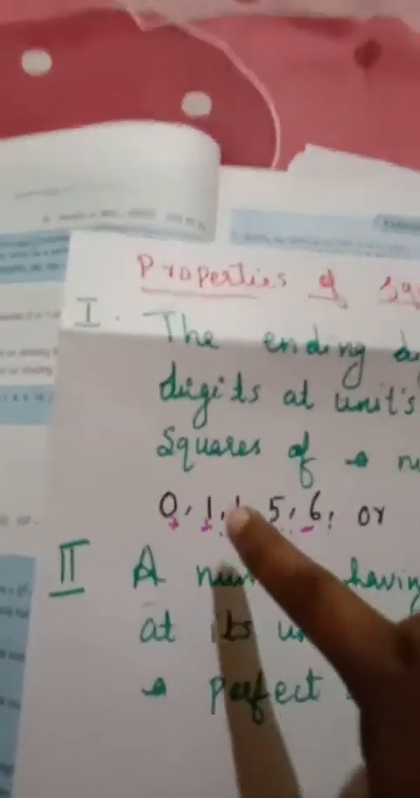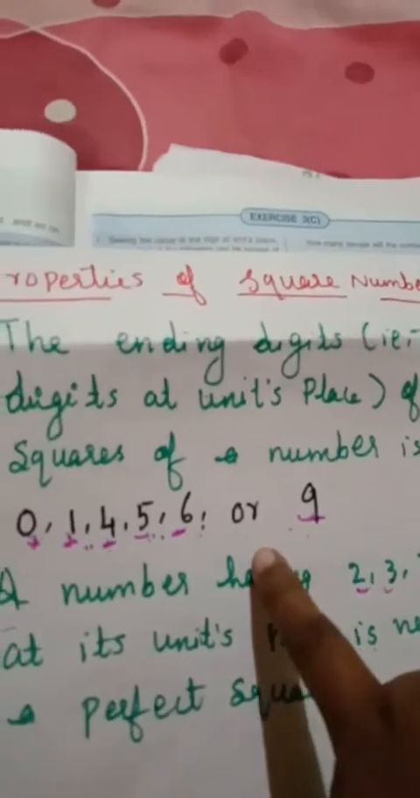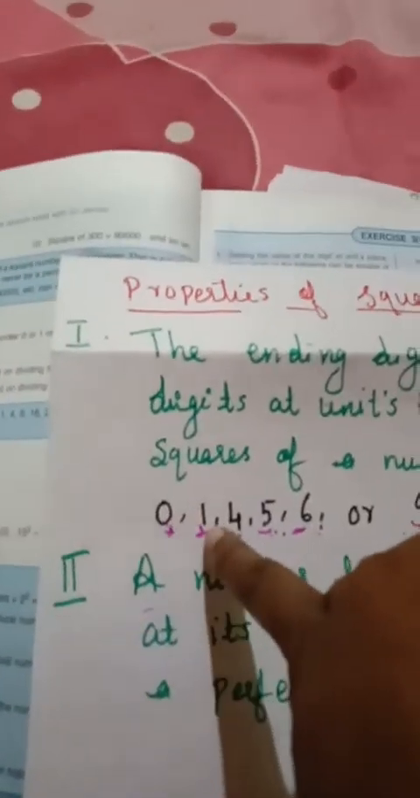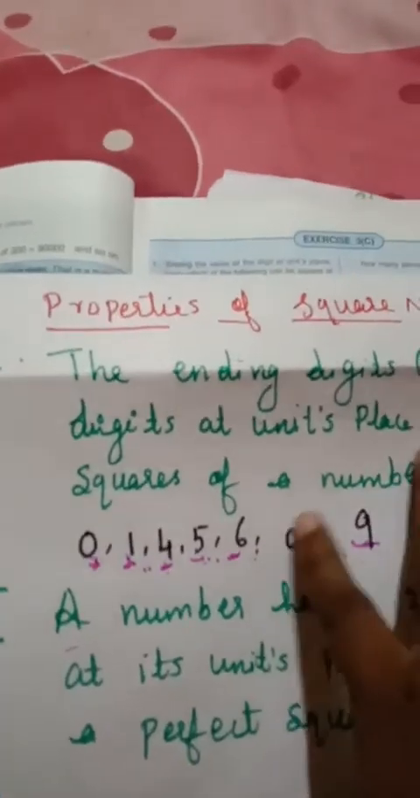Now take exercise 3C. Question number 1. Seeing the value of the digit at unit place, state which of the following can be a square of a number. First, 3051. We already know which are the perfect squares: numbers ending with 0, 1, 4, 5, 6 or 9 are perfect squares.